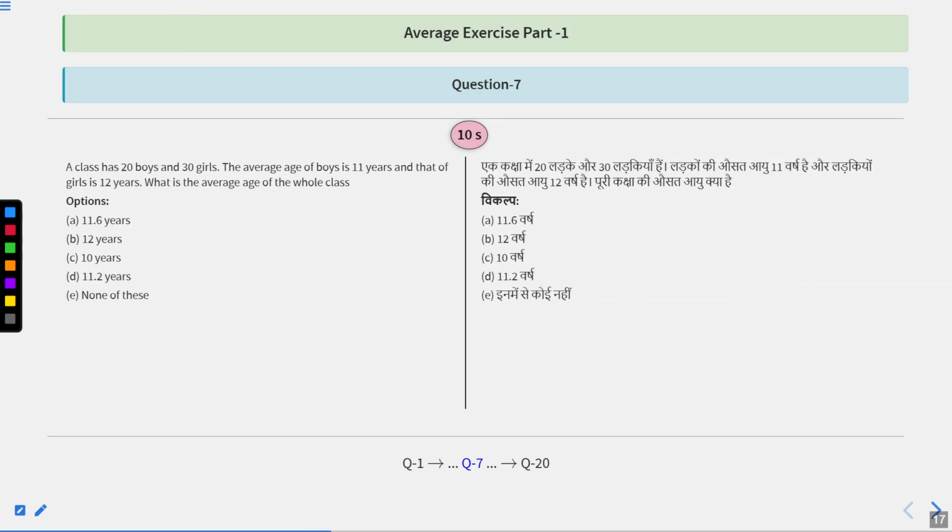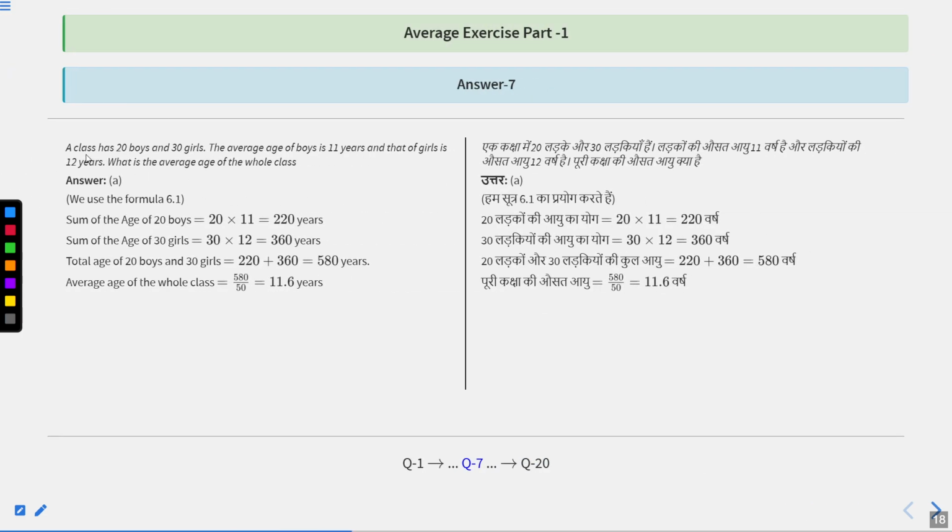A class has 20 boys and 30 girls. The average age of boys is 11 years and that of girls is 12 years. What is the average age of the whole class? You have 5 options and 10 seconds to analyze the question. Your time starts now. Now time's up. Let's see the solution.